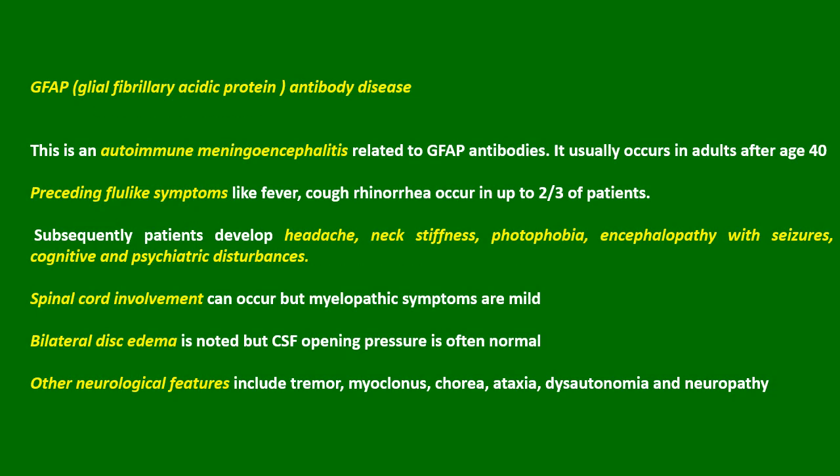GFAP antibody disease. This is an autoimmune meningoencephalitis related to GFAP antibodies. It usually occurs in adults after age 40. Preceding flu-like symptoms like fever, cough, and rhinorrhea occur in up to 2/3 of patients. Subsequently, patients develop headache, neck stiffness, photophobia, and encephalopathy with seizures, cognitive and psychiatric disturbances.